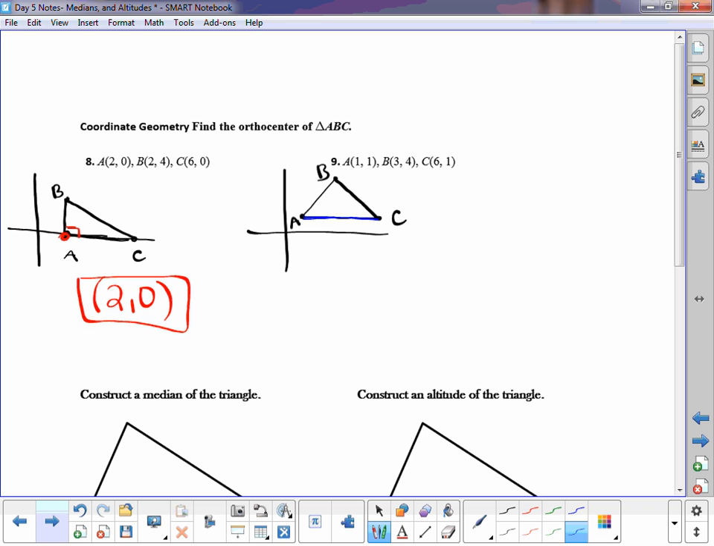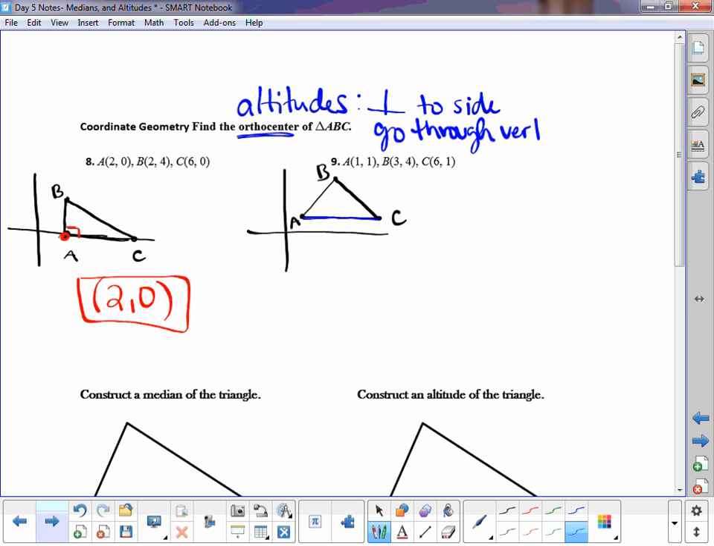And the orthocenter, again, comes from our altitudes. And our altitudes have to be perpendicular to the side. And what else do altitudes have to do? What do they go through? The vertex. Good. They go through the vertex. So this is going to be similar to what we did with our circumcenters, in that we need to find the equation of the line for the altitude. But let's think about what the equation of a line requires.